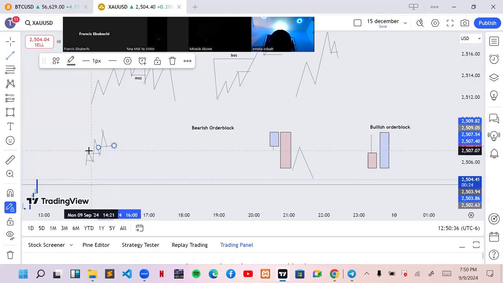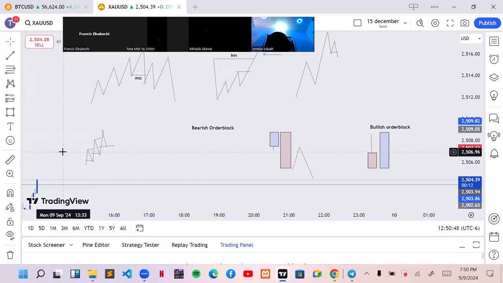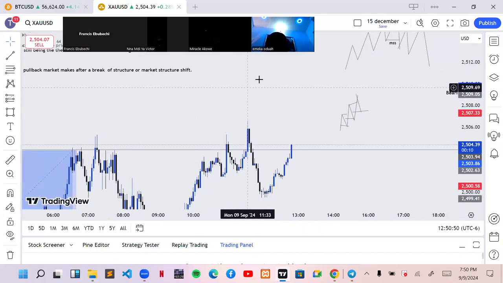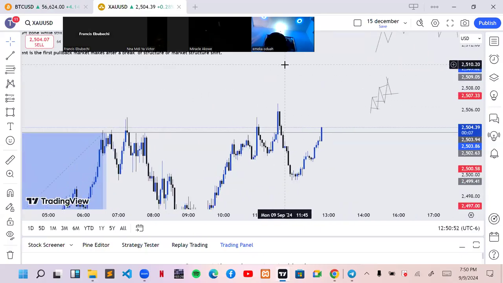Now, if you pay attention here, there's also another block here that was supposed to push markets down, but it failed and markets kept going up. There's another block here that's supposed to push market down. It failed and kept going up. So for each zone that gets broken, there was an order block that was supposed to prevent that break.